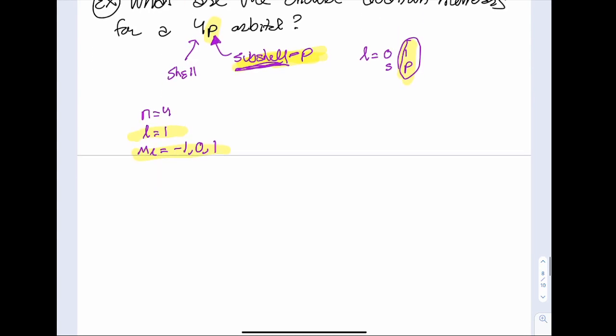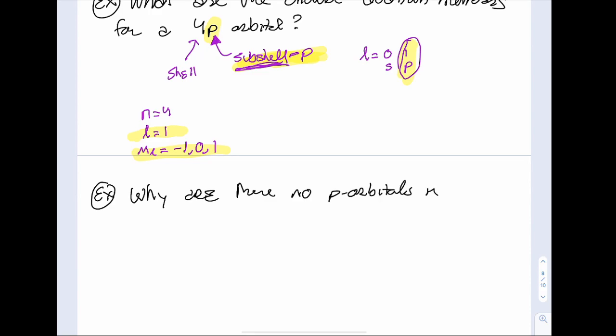Another example that I like to ask, and this is one of my favorites, is why are there no p orbitals in the first shell?